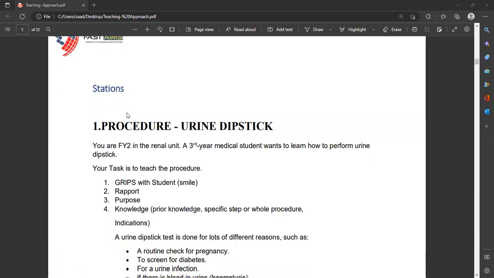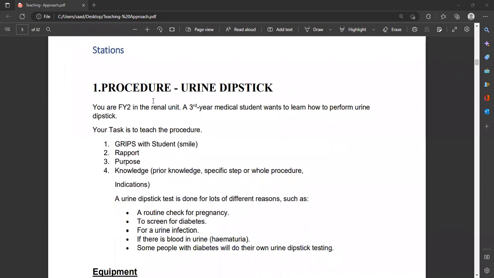This is urine dipstick. So we will be applying all that we have just learned, and we will be checking how we can complete this station in 8 minutes, because time is most important. Some people say that they completed the station in 4, 5, or 6 minutes, and some people say that they were just at the beginning and the time was over, and they couldn't perform the whole station. So we will be discussing how we can complete this urine dipstick in 8 minutes.